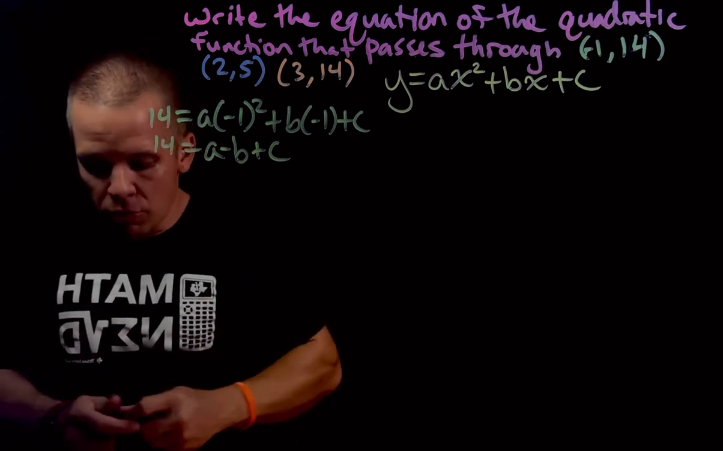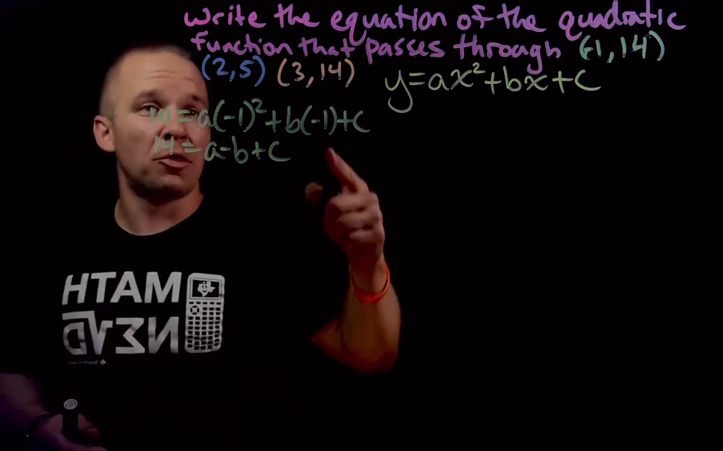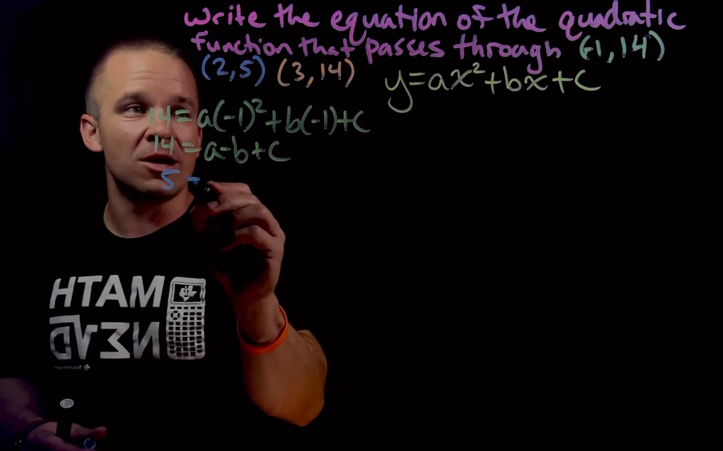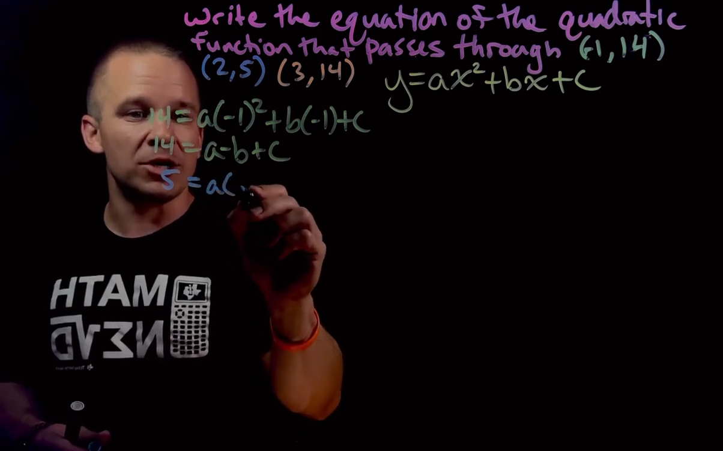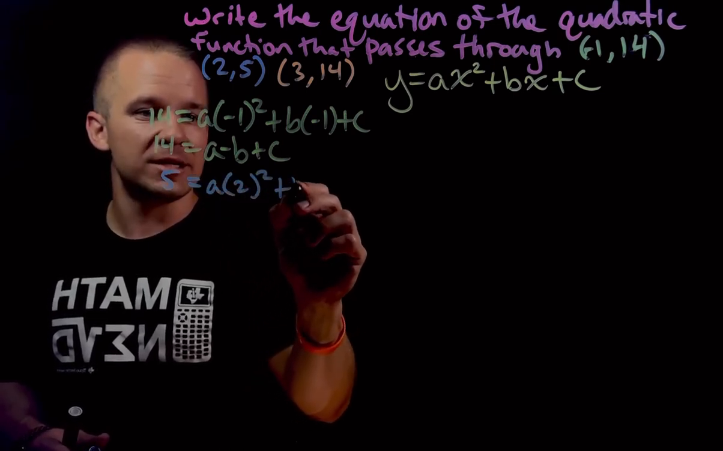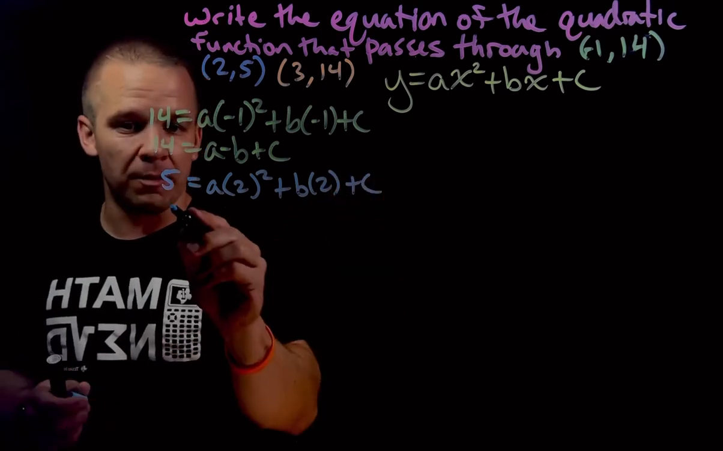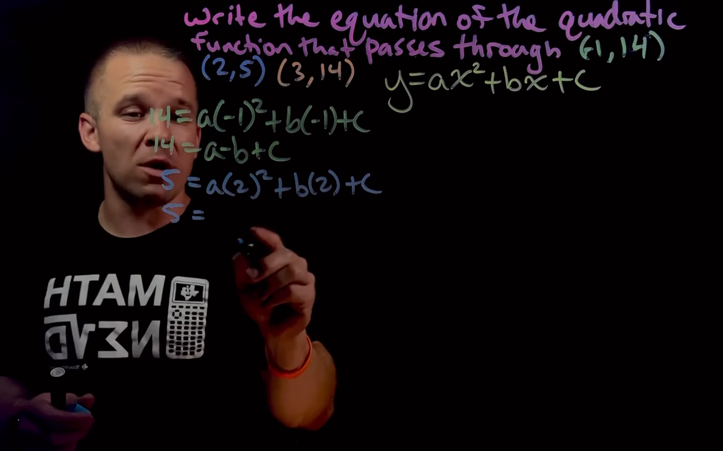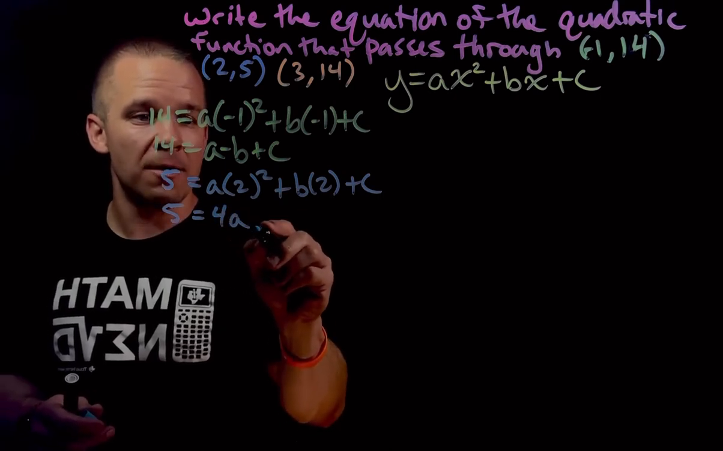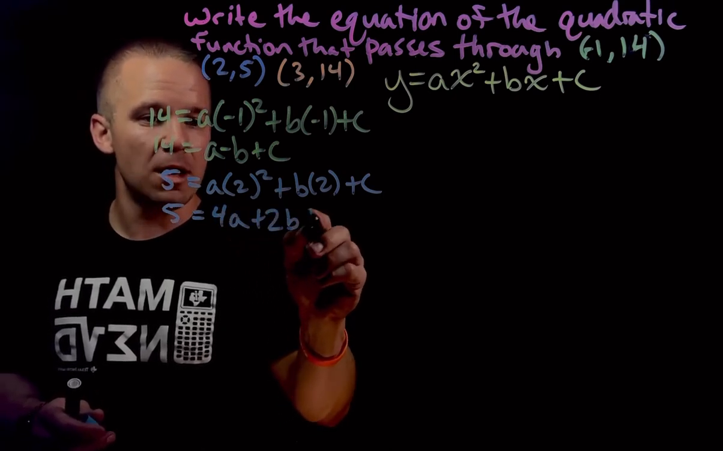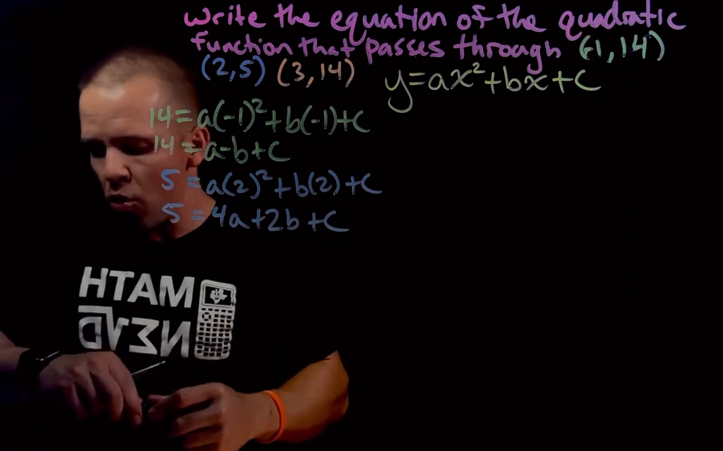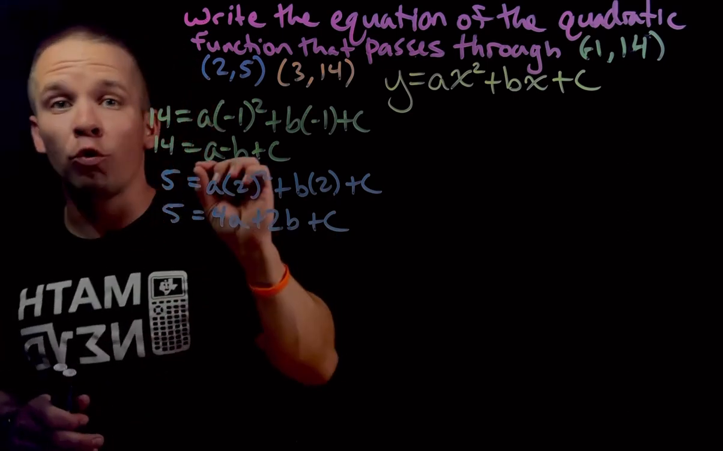Next one, I'm going to go in blue. We got (2, 5). So I'm going to throw in 5 for y, so we get 5 equals a times 2 squared plus b times 2 plus c. All right, we'll clean it up a little bit. We got 5 equals, 2 squared is 4, so we're going to have 4a plus 2b plus c. Man, we are cruising.